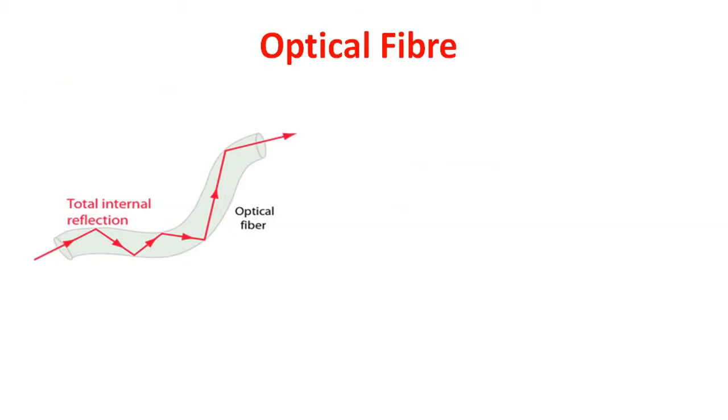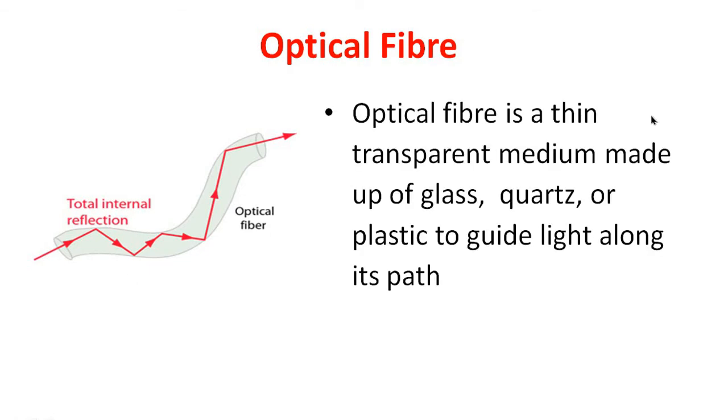Optical fiber, a diagram of optical fiber. You may have studied it in the lower classes. The phenomenon of light propagation through an optical fiber is total internal reflection, TIR. Optical fiber is a thin, transparent medium made of glass, cords, or plastic to guide light along its path.